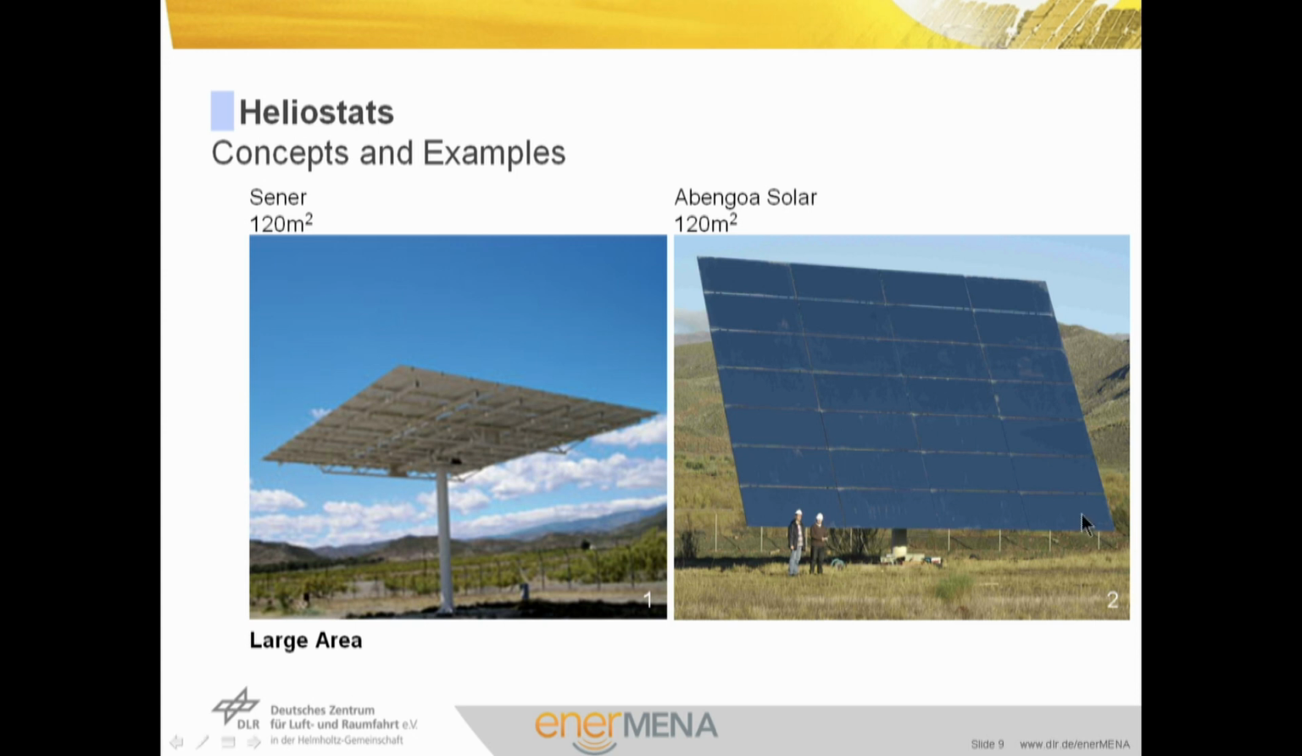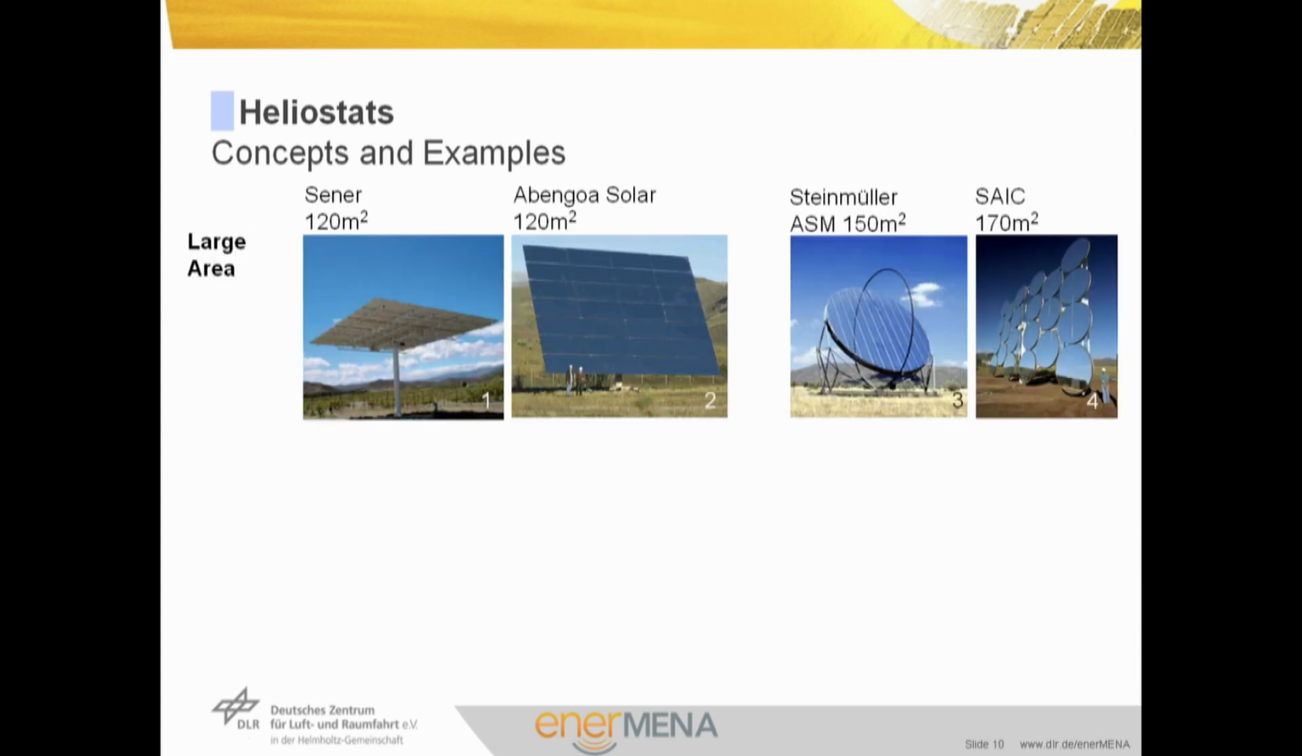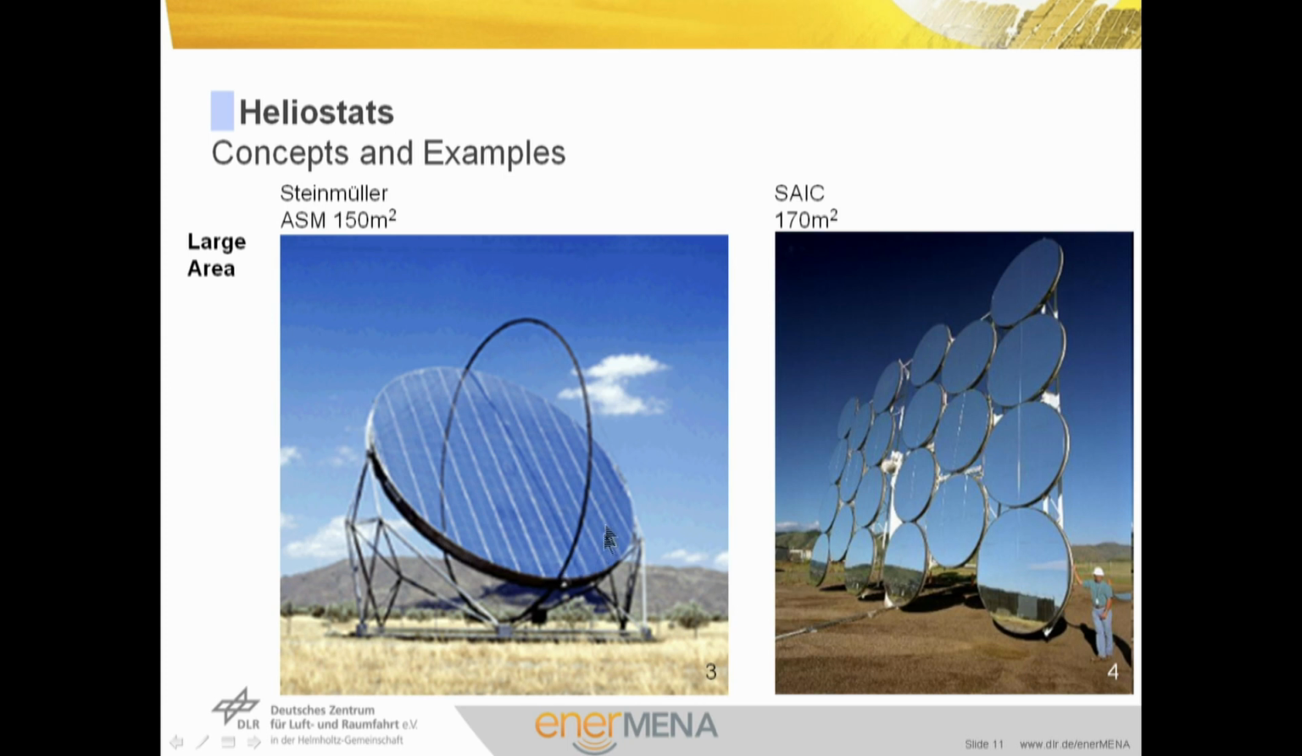These heliostats consist of glass facets, while these heliostats here consist of pre-stretched membrane technique. That means you have got a pre-stretched metal membrane on which thin glass mirrors are glued and a can which is evacuated, and the pre-stretched membrane then gets this ideal shape by the pressure difference. These heliostats are also large area heliostats. The Steinmüller heliostat measures 150 square meters. The Syke heliostat measures 170 square meters.